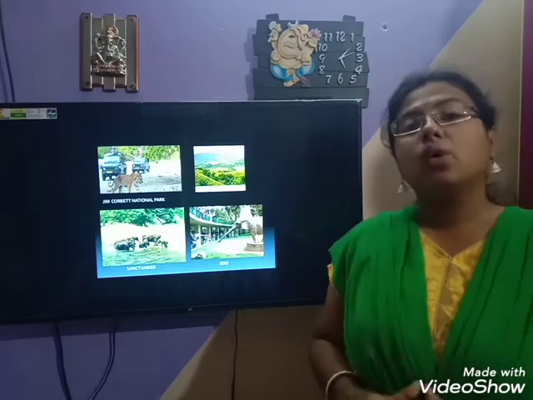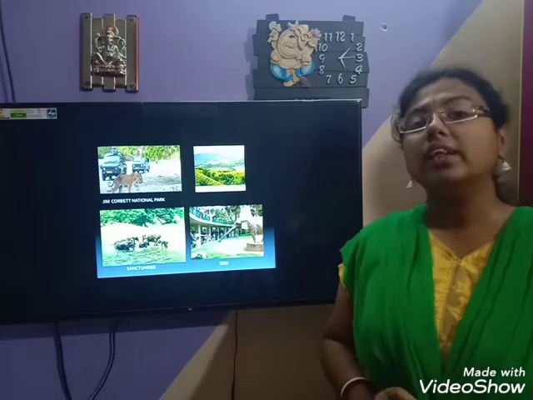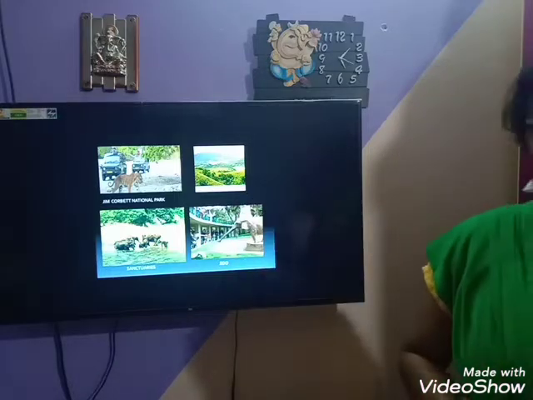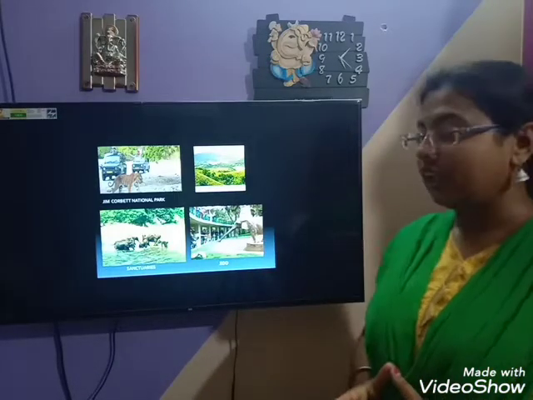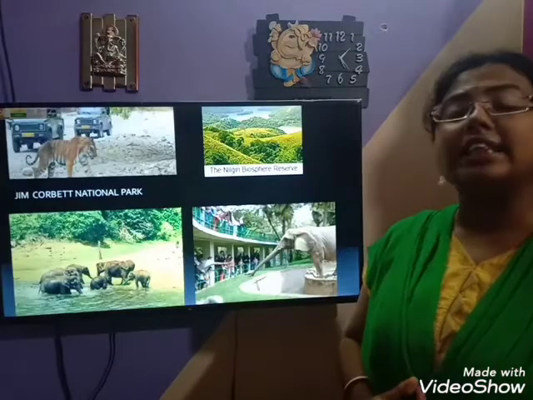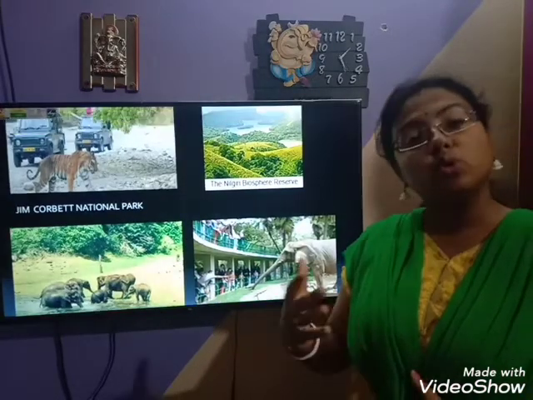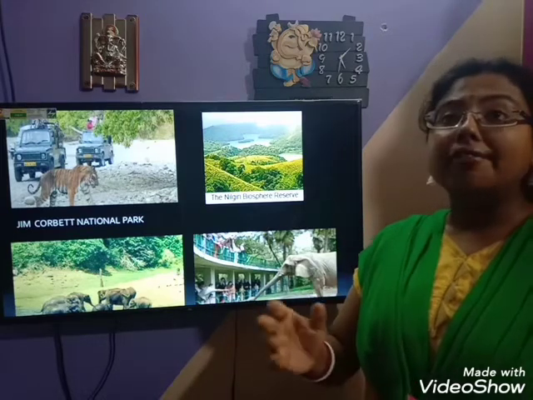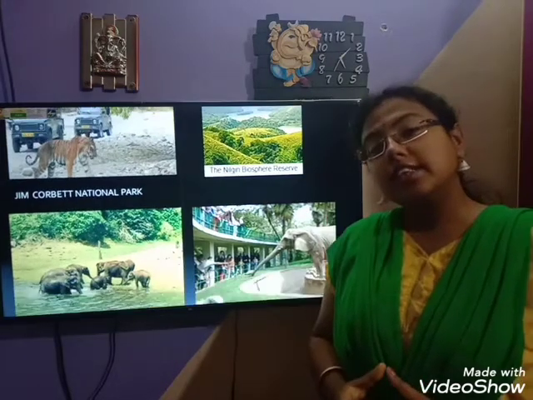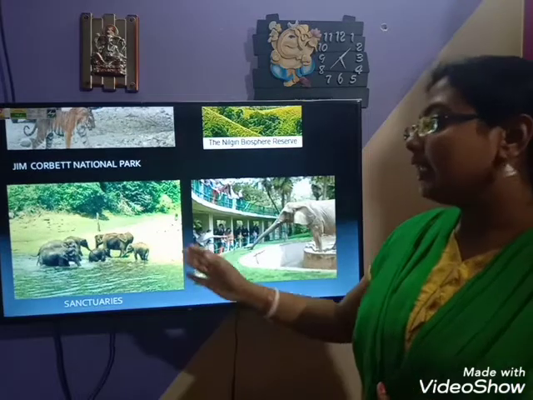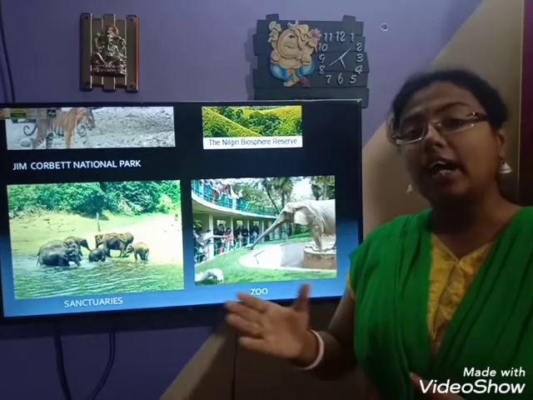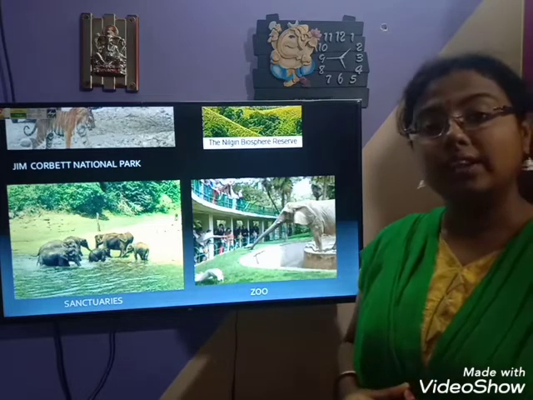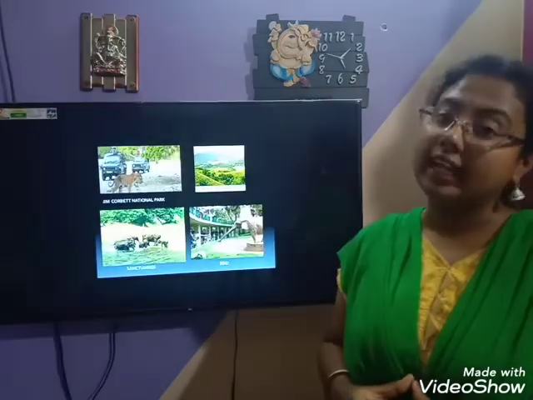This Forest Act was implemented in India during the British period, that means the colonial time. Some examples of protected forest are Jim Corbett National Park in Uttarakhand, the Nilgiri Biosphere Reserve, and even Gulmarg Biosphere Reserve in Jammu and Kashmir. Some wildlife sanctuaries are also under the protected forest category, and the zoo is also under the protected category.